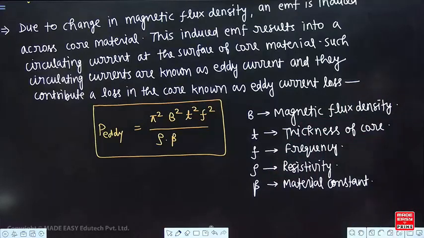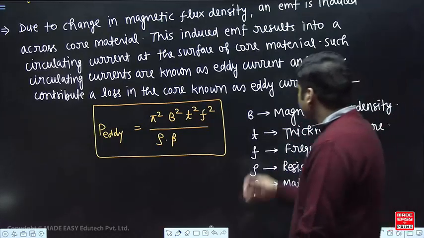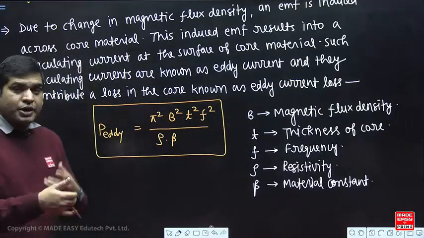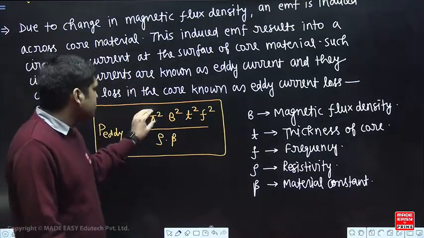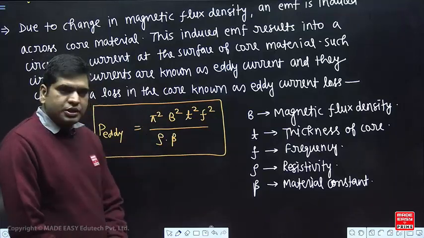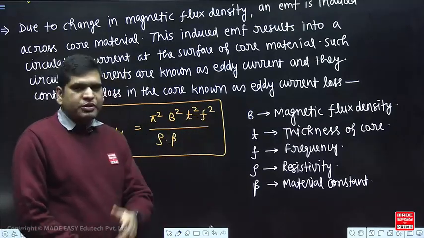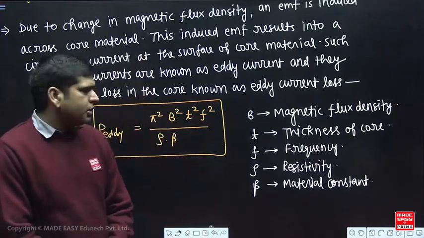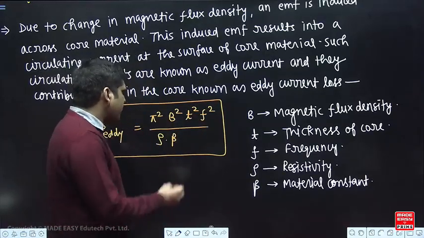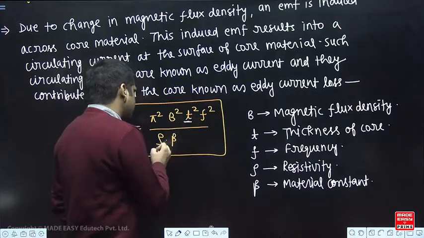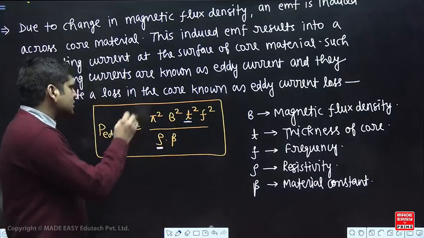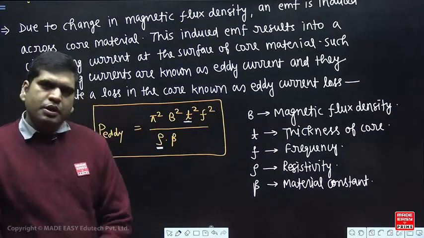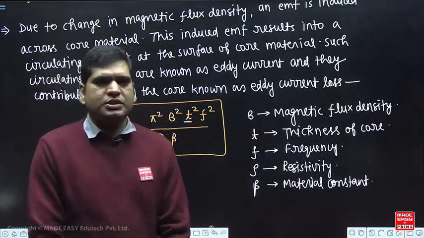Now suppose we want to reduce eddy current loss. We cannot reduce B, because we want to develop magnetic flux, so don't touch B. Pi and beta are constants you cannot change. Frequency of a particular operation is generally fixed, so we have no choice to vary it. We can change T and rho. So to reduce this loss, either thickness can be reduced or resistivity can be increased. We will do both.